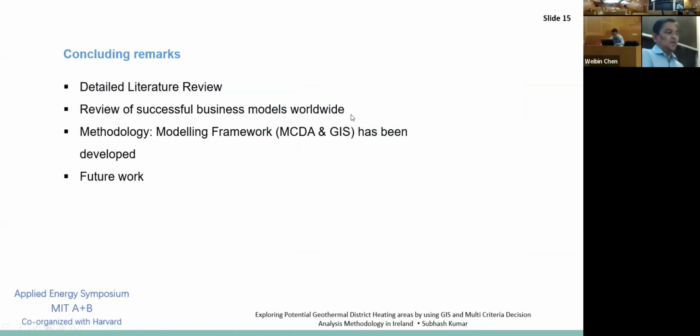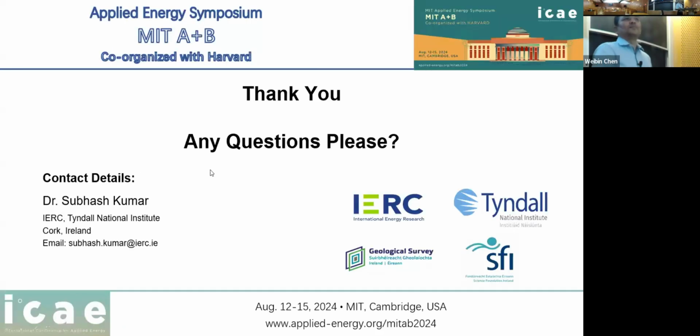In my work there is mostly the literature review and business case studies, and developing this MCDM and GIS modeling work for the best locations. In the future, we are going to go for more locations, and we are also considering environmental impact assessments, that is, what the environmental impact is for a particular area and what the effect on it is. So we can also go for different locations and different studies in the future as well. Yeah, thank you so much.